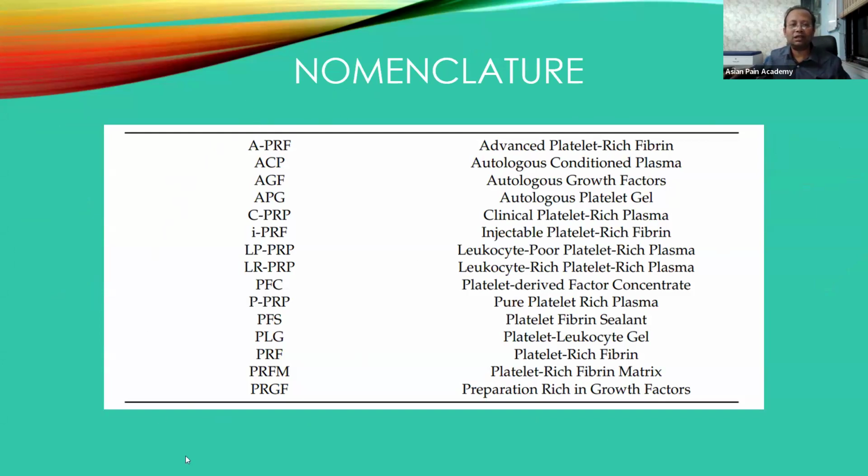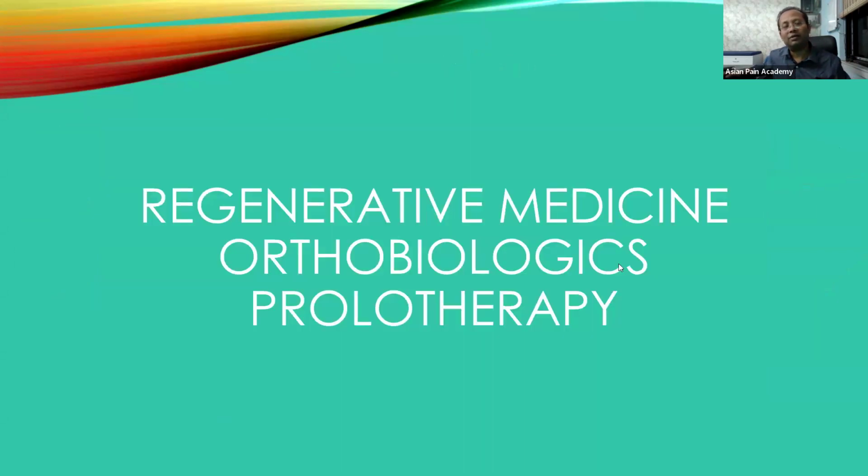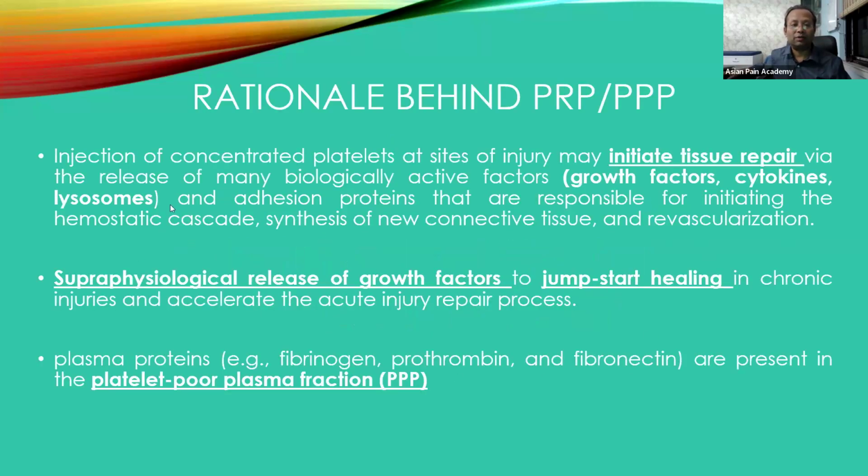So if you search for literature, you can search for any of these nomenclatures, and you will get ultimately about PRP only. Different branches have given different names. Somebody says regenerative medicine, somebody says orthobiology, somebody says prolotherapy, but all are the same. So the rationale, as I told you, is to initiate tissue repair.